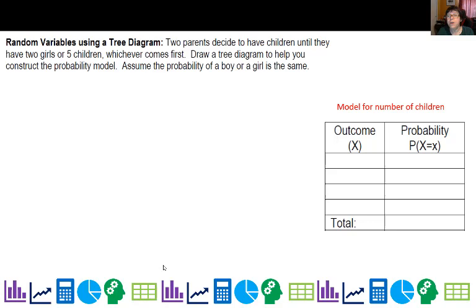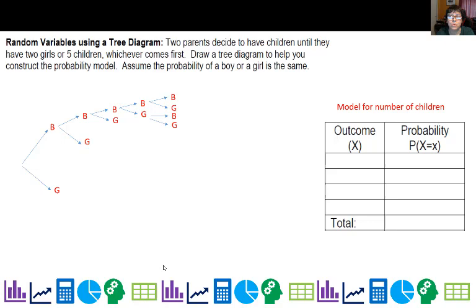So let's go through the tree. First of all, first kiddo, boy or girl. Now we're definitely having another kiddo after this. So there they are. I'm going to just do the top one. So if the second kid is a boy, then they've got to keep trying again, right? So I'm going to just keep going along the top branch until they hit two girls.